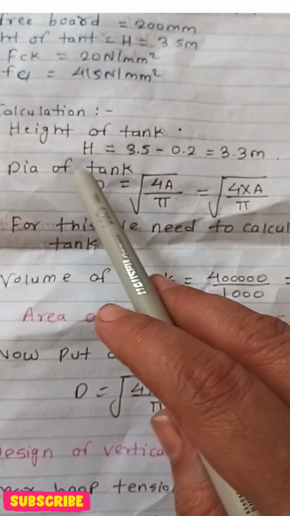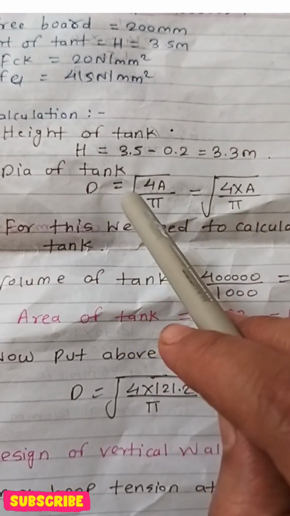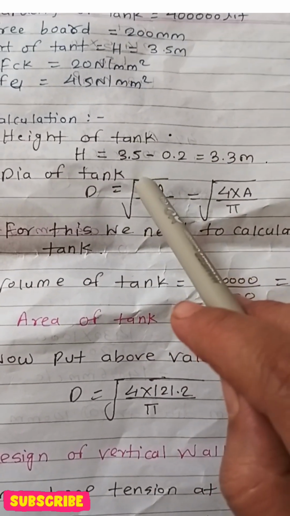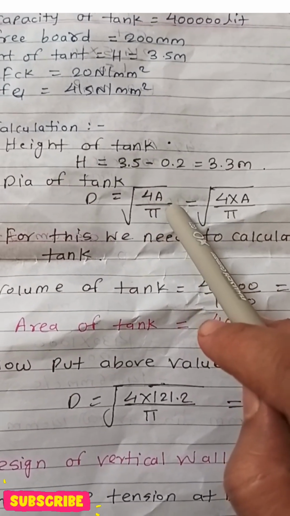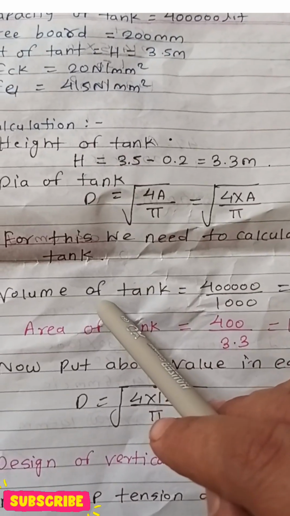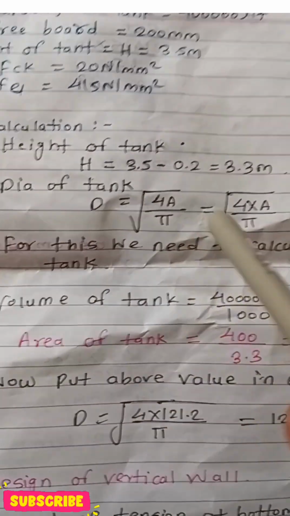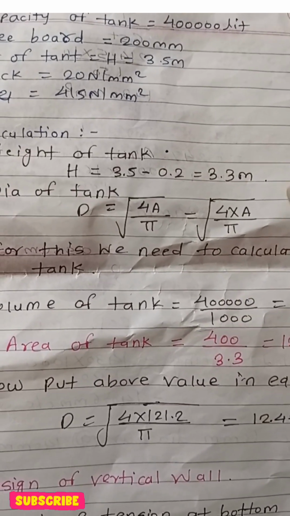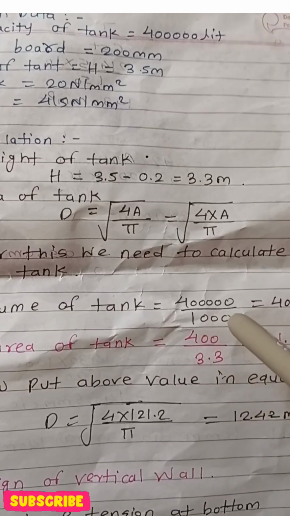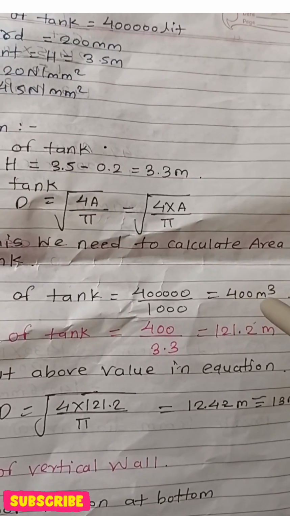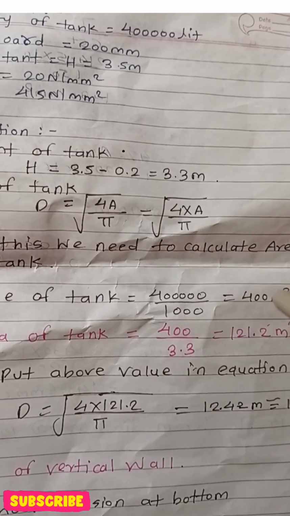Now, for the diameter of the tank, there is a direct formula. We can put the values here: the diameter is the square root of 4A divided by pi, where A is nothing but the area of the tank. So first of all we need to calculate the area of the tank, and for that we will move ahead with the volume of the tank. The volume is quite easy, because 4 lakh liters is the requirement. So 4 lakh divided by 1000 gives the value in meter cube.